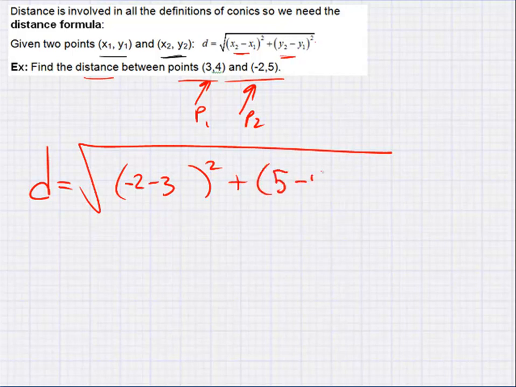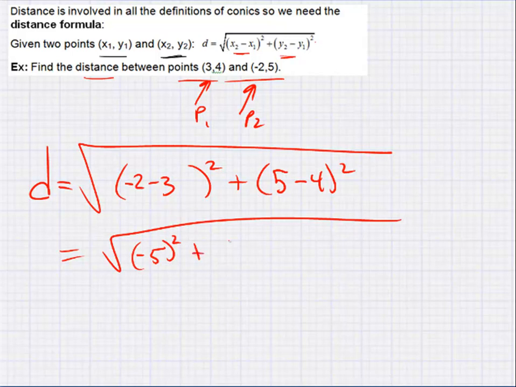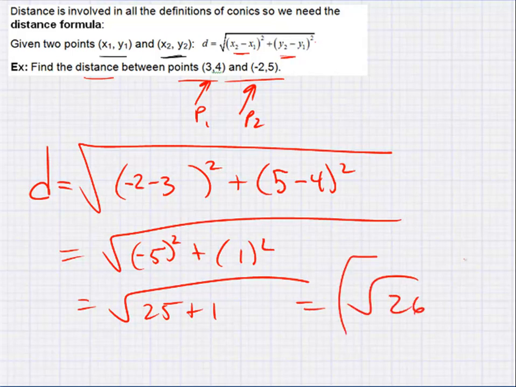So that's going to be 5 minus 4 squared. So I get the square root of -5 squared plus 1 squared, or the square root of 25 plus 1, which is the square root of 26. So the distance between these 2 points is the square root of 26. If I could simplify that square root using algebra, I would, but that's it. And it's a fairly easy thing to do. I think everyone should be familiar with calculating distance between 2 points. Again, that's going to be part of all our definitions.